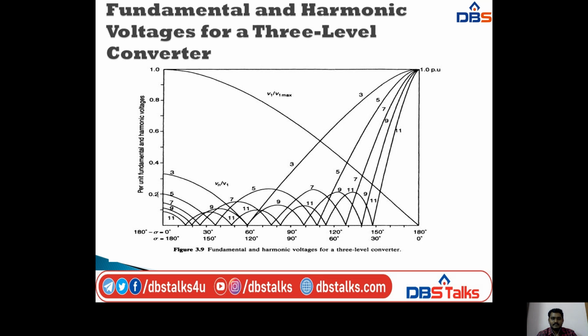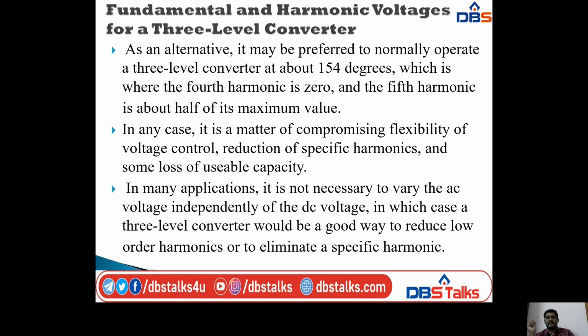Next, as an alternative, it may be preferred to normally operate a 3-level converter at about 154 degrees, which is where the fourth harmonic is 0 and the fifth harmonic is about half of its maximum value. In any case, it is a matter of compromising flexibility of voltage control, reduction of specific harmonics, and some loss of usable capacity. In many applications, it is not necessary to vary the AC voltage independently of the DC voltage, in which case a 3-level converter would be a good way to reduce low order harmonics or to eliminate a specific harmonic.